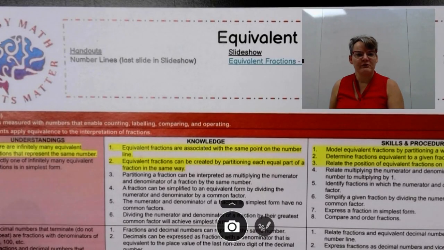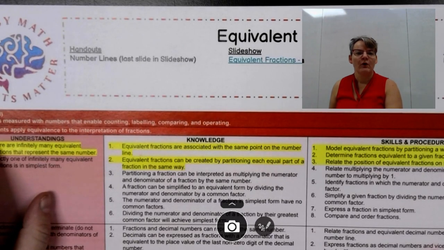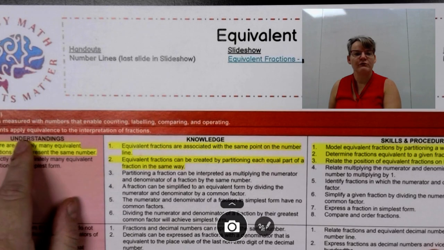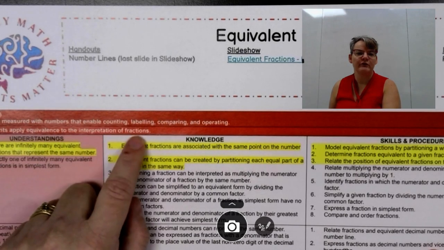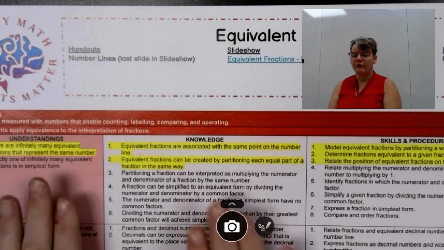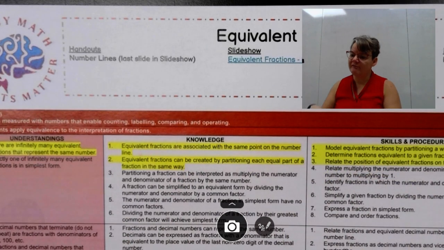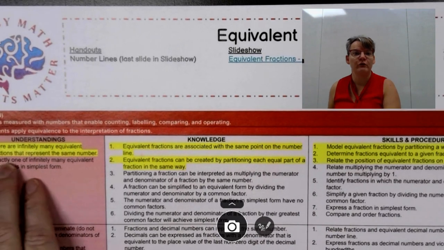So for this experience, we are going to focus on grade 4, organizing idea number, learner outcome number 5. Students apply equivalence to the interpretation of fractions. So I've gone ahead and highlighted the cusps that I will be specifically focusing on for this experience. That doesn't mean I won't touch on some of the other ones, but they're not as deliberate of a focus as I'm intentionally doing here.